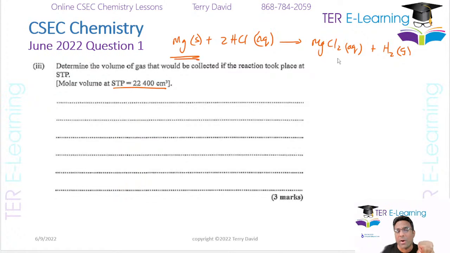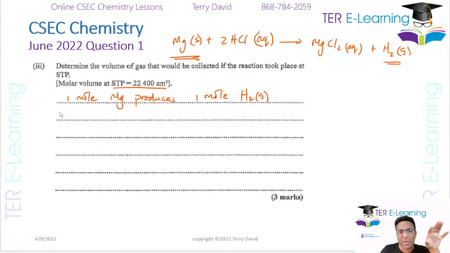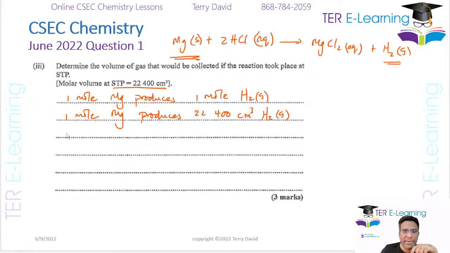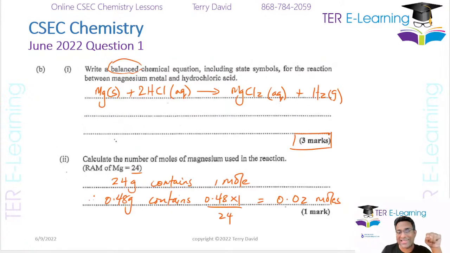According to this equation, 1 mole of magnesium solid produces 1 mole of gas, right? So according to that equation, 1 mole Mg produces 1 mole H2 gas, right? Therefore, we already know how many moles of the magnesium we had, right? So I'm going to just write this over and say 1 mole Mg produces, right? Now, 1 mole of a gas at STP is going to be 22,400 cm³. Right? Therefore, we're going to use the answer we just got because that's the amount of moles of the magnesium we used, 0.02.